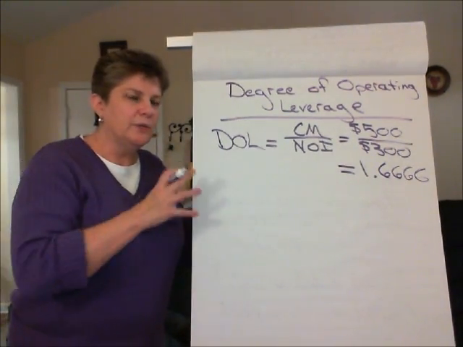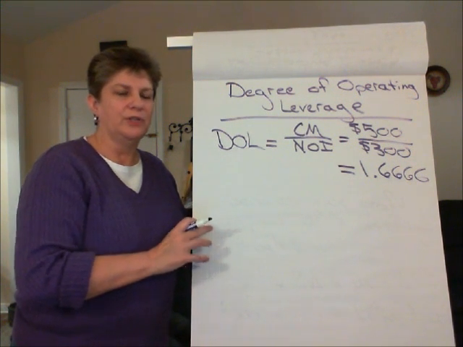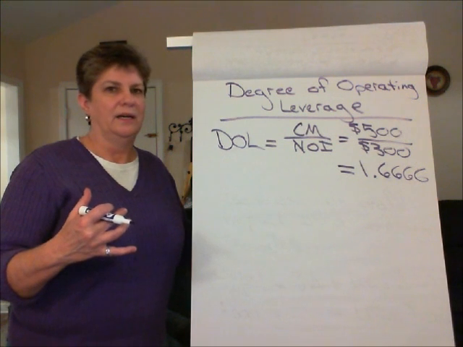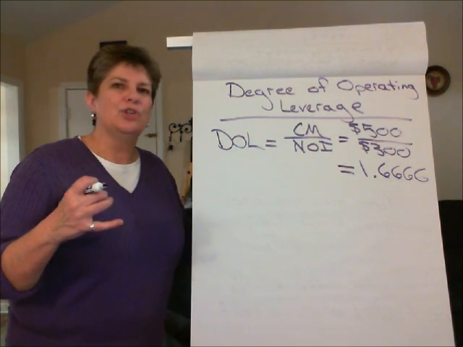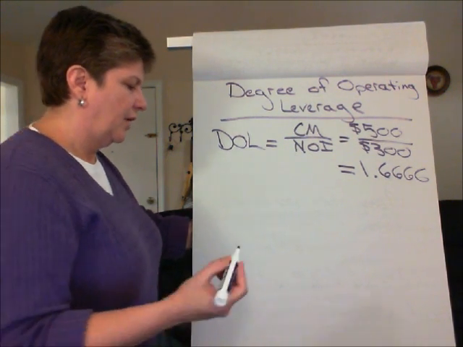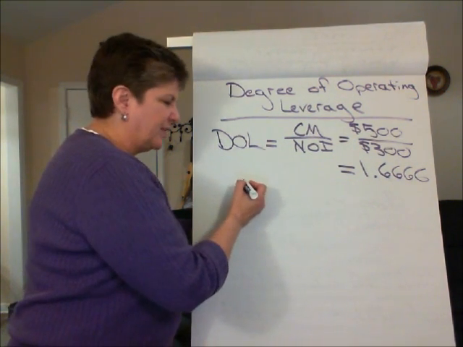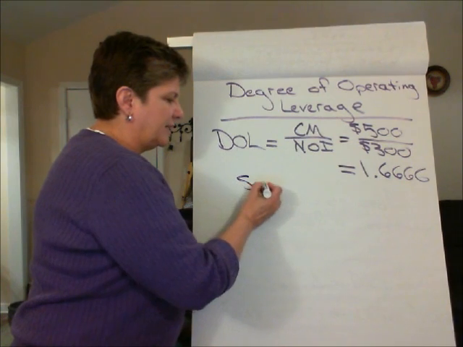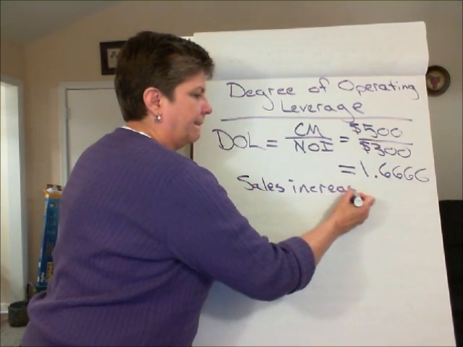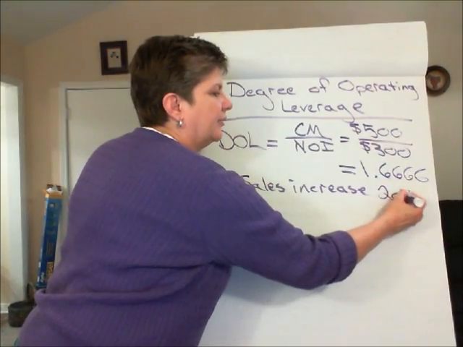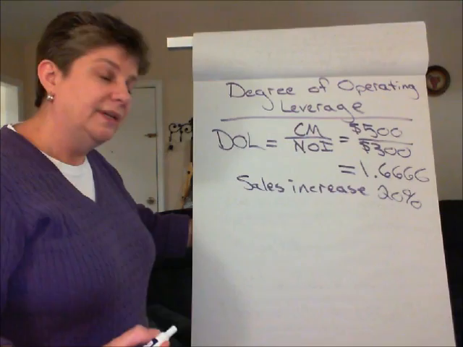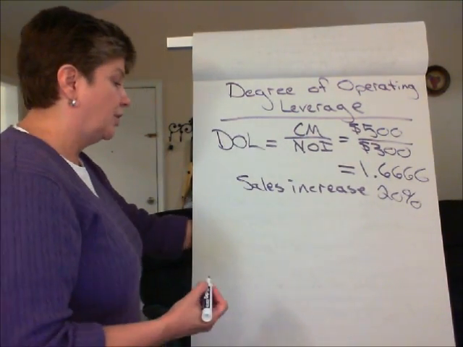So how do we use this? Well, once again, we use the degree of operating leverage to assess the impact on net income of a percentage change in sales. So let's say that sales are expected to increase by 20%. Then how much will this impact net income? What will be the impact on net income?